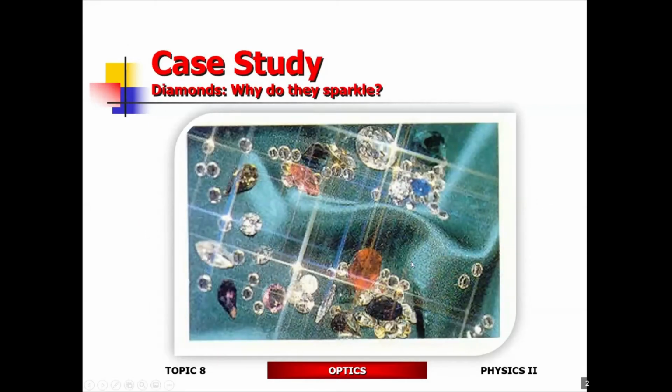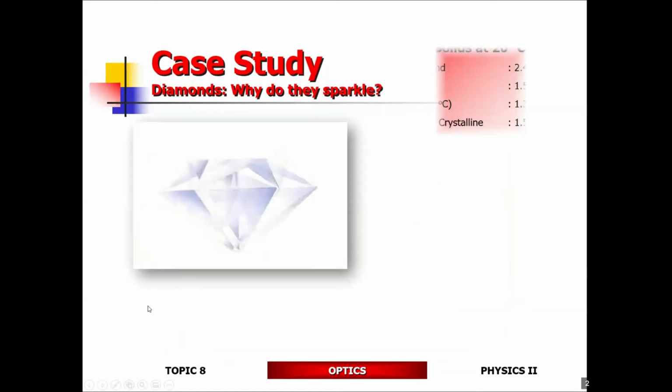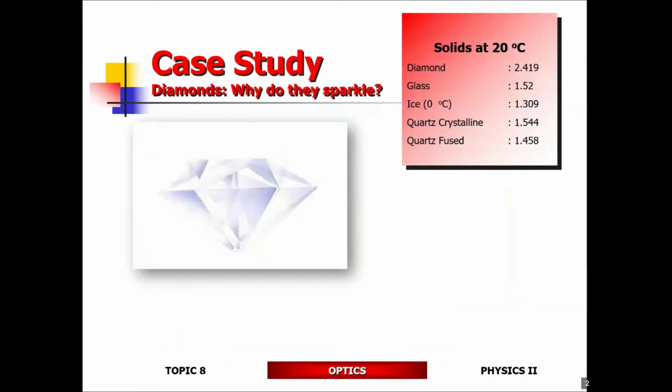So diamonds sparkle because they're good at capturing light. The question is, why are they so good at capturing light? Part of the reason, not the entire reason, is that the index of refraction of diamond is extremely large.